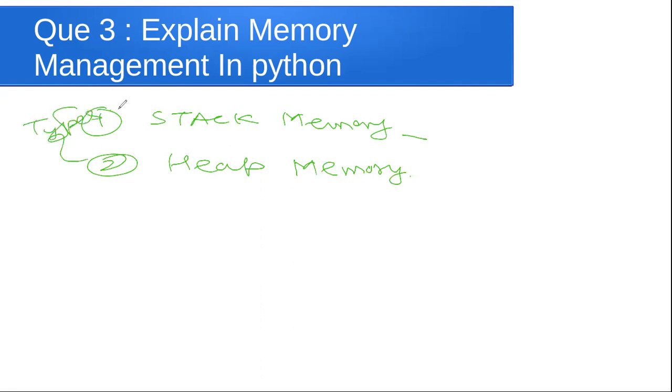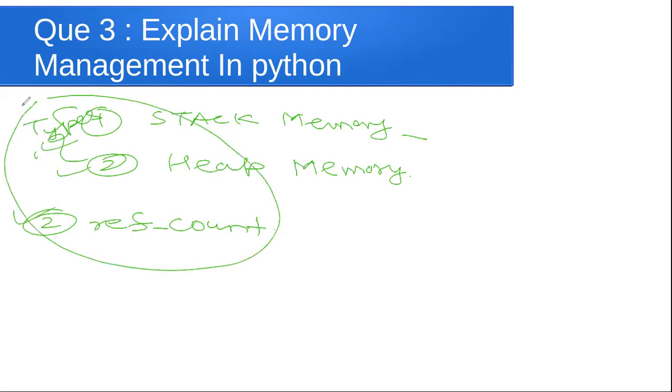Second thing is garbage collection, how it handles memory based on the reference count. These three terms you need to explain to the interviewer. Okay, only these three things you need to explain.